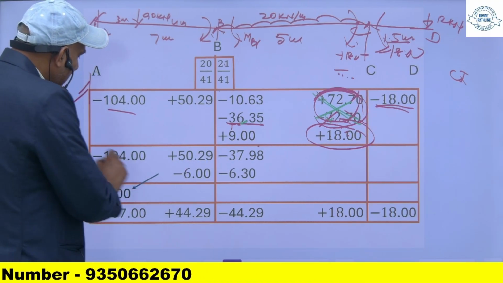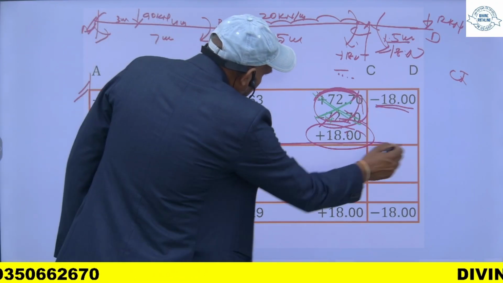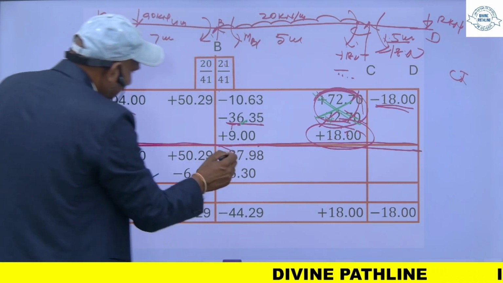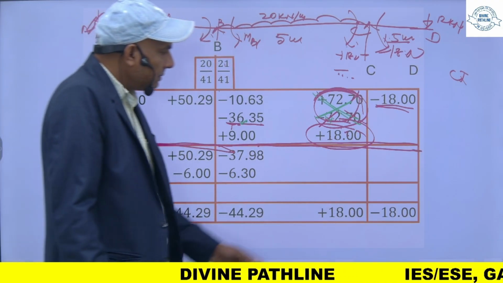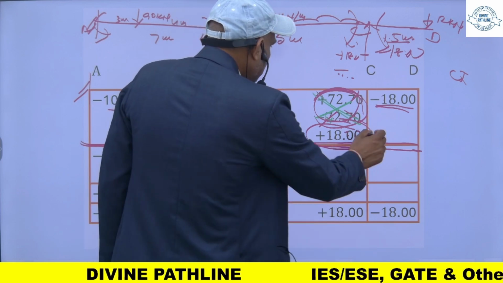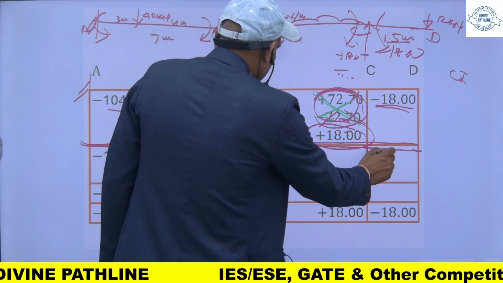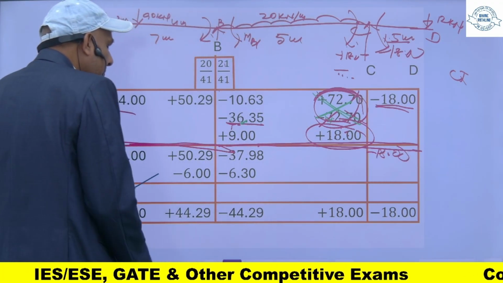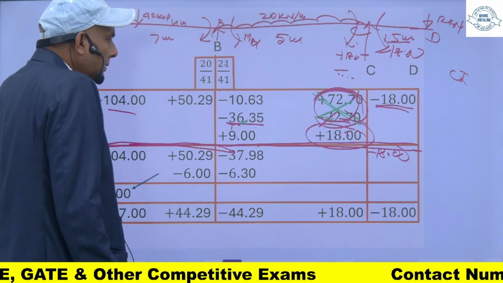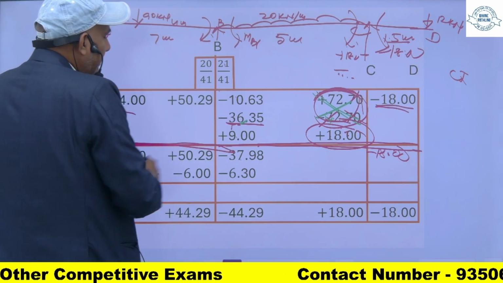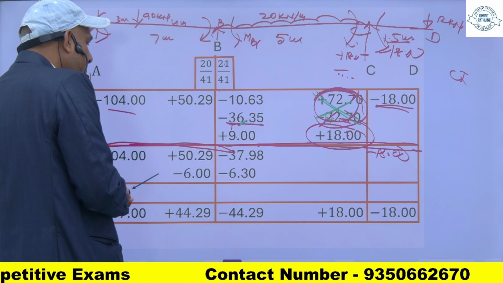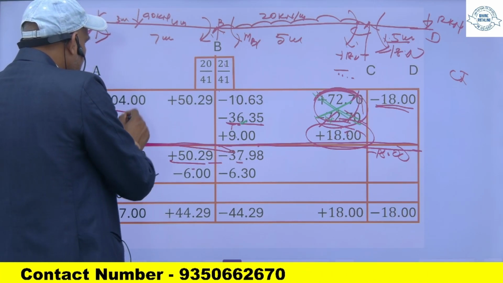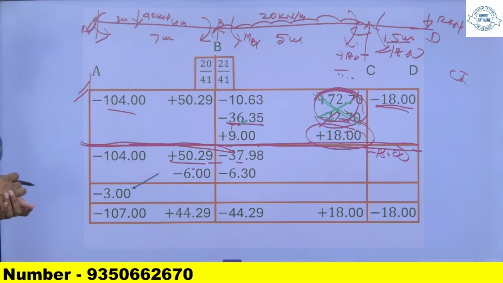Now I will draw two parallel lines and take the sum of this. So it will be minus 18, and this is minus, the sum of this will be minus 37.98, and this is plus 50.29, and this is minus 104.0.